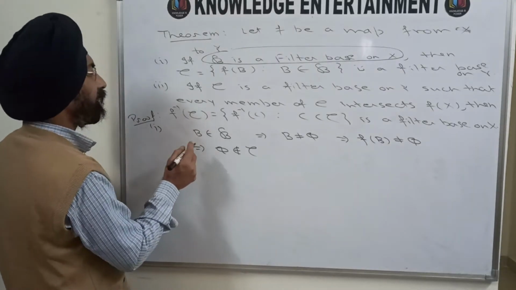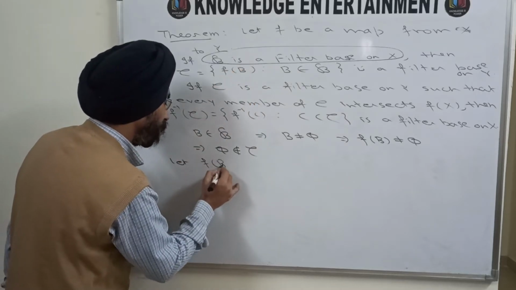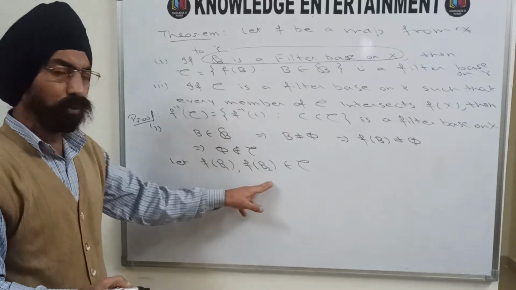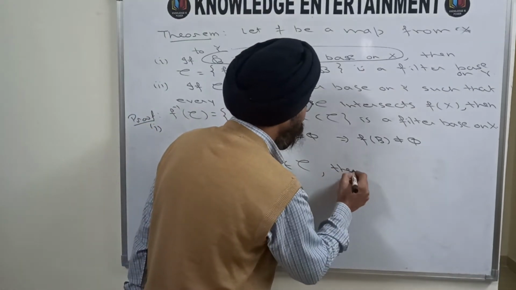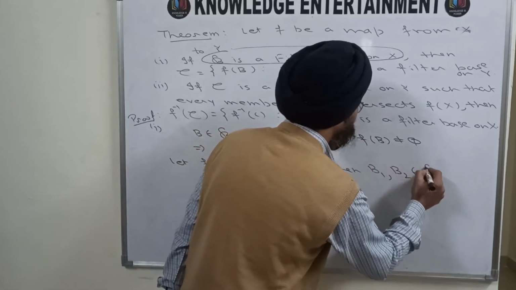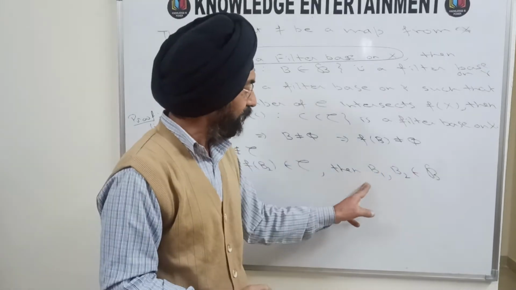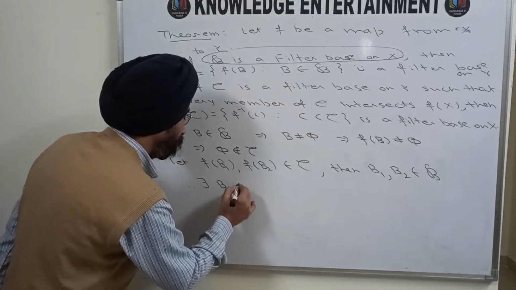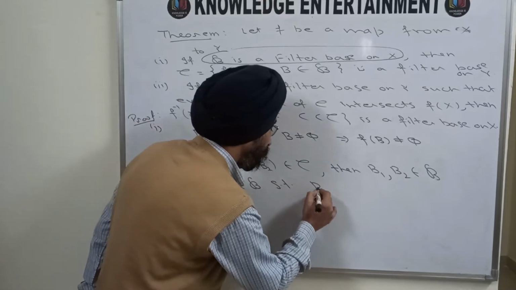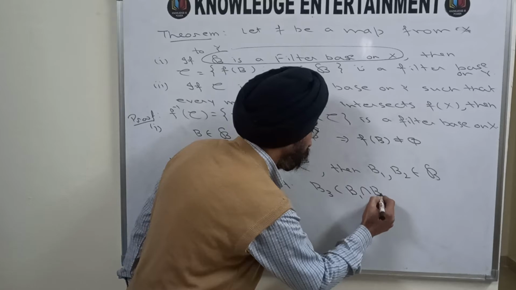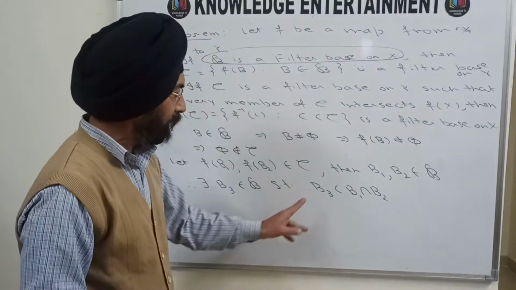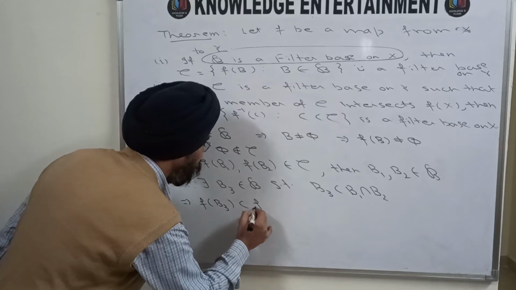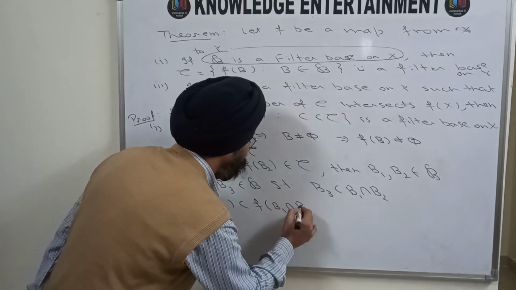Let us take two sets here. Let F(B1), F(B2) be two members of C. Then these B1, B2 are members of the filter base B. If B1 and B2 are members of B and B is a filter base, then there exists another B3 in B such that B3 is a subset of B1 intersection B2, using the property of B being a filter base. Applying F on both sides, you get F(B3) is a subset of F(B1 intersection B2).